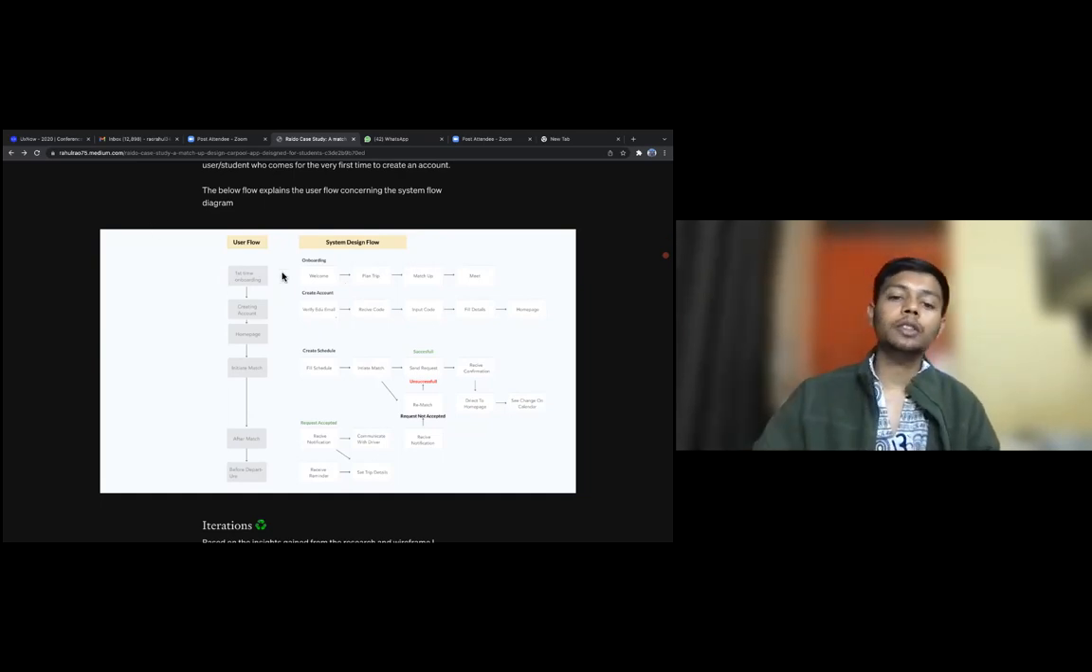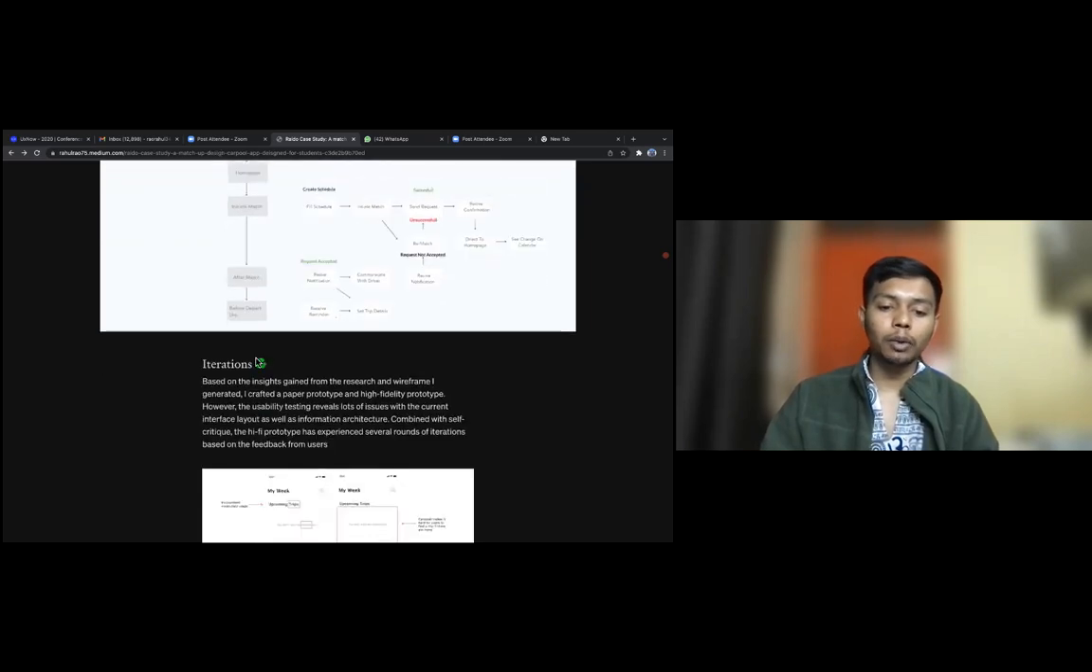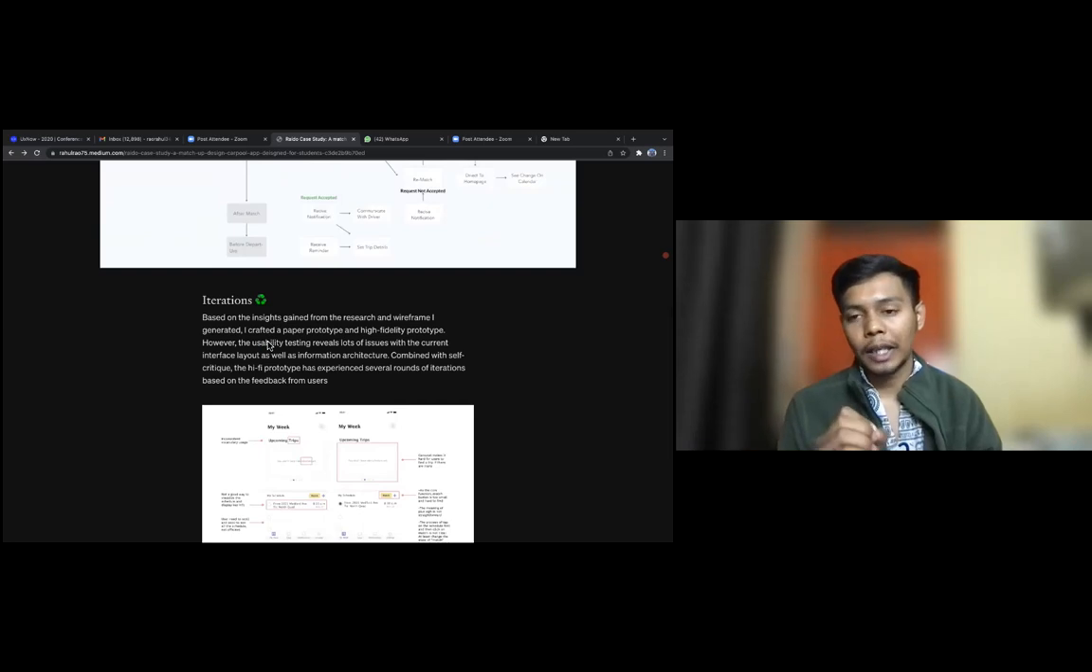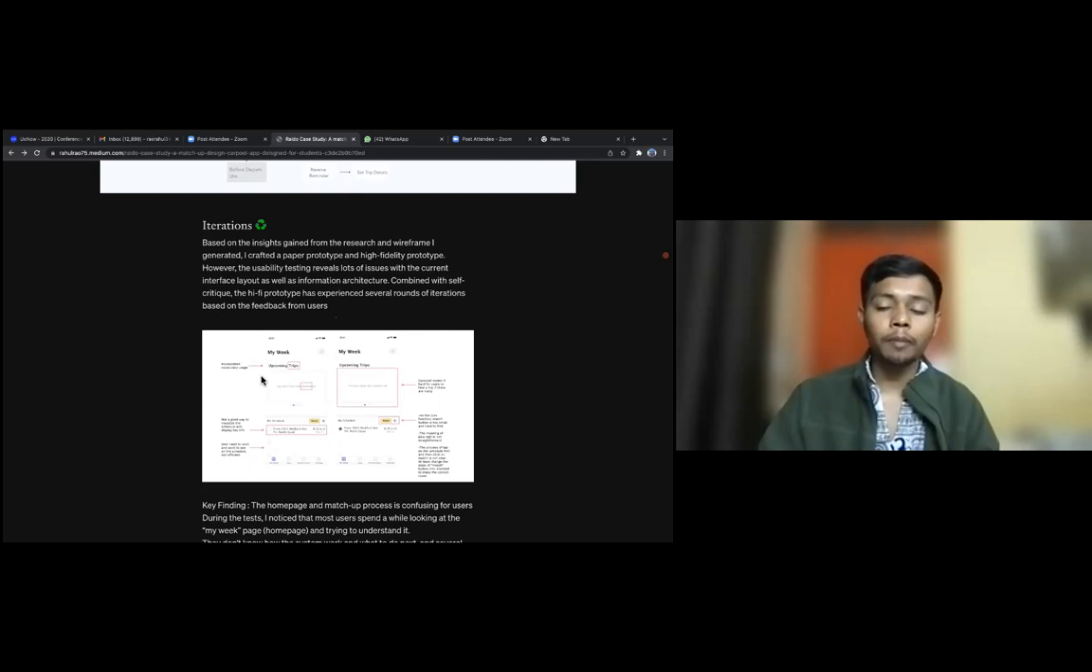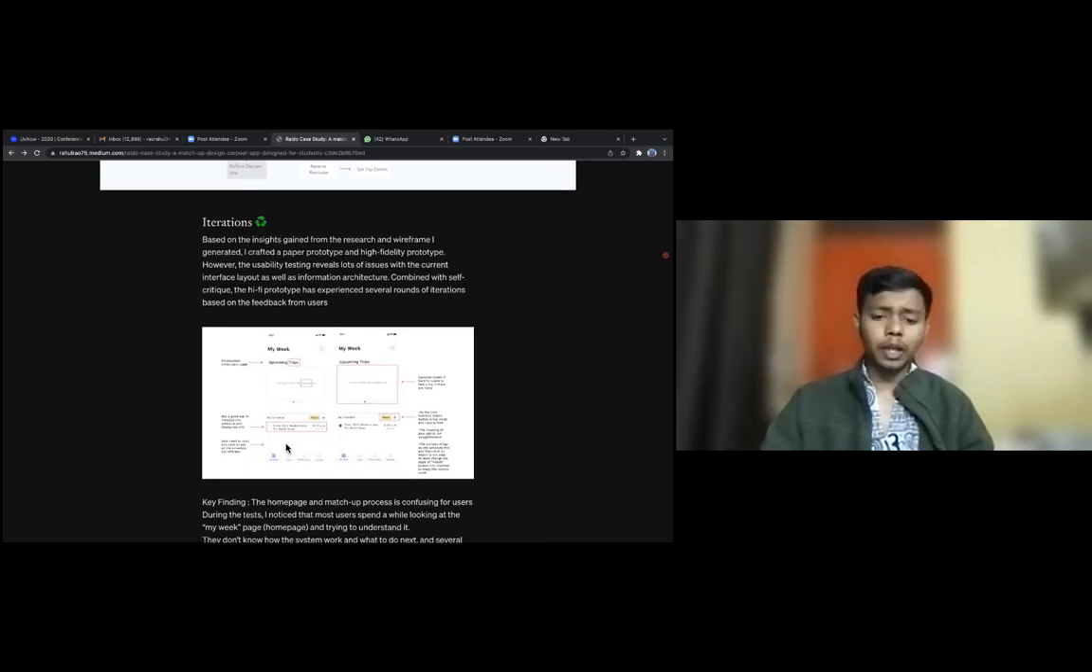So this is basically the flow that I have mentioned for the first time the user onboards. Now coming to the iteration part, you should keep track of your iterations, how many iterations you have done and how many it took to present a better design. So this was my first approach. I made the design, gave it to my friends, and I clearly mentioned what points they noticed and what my thoughts were after making the design.